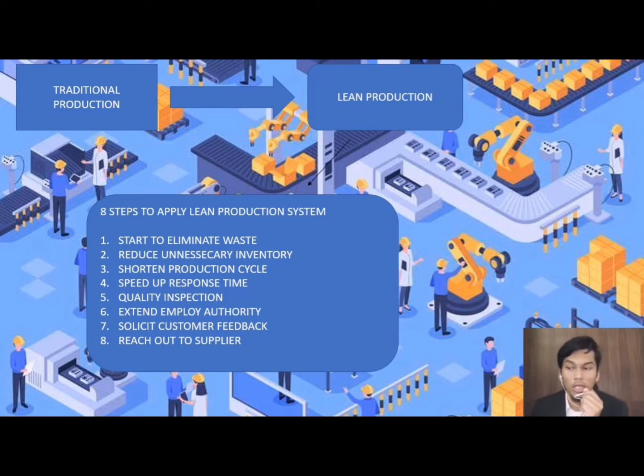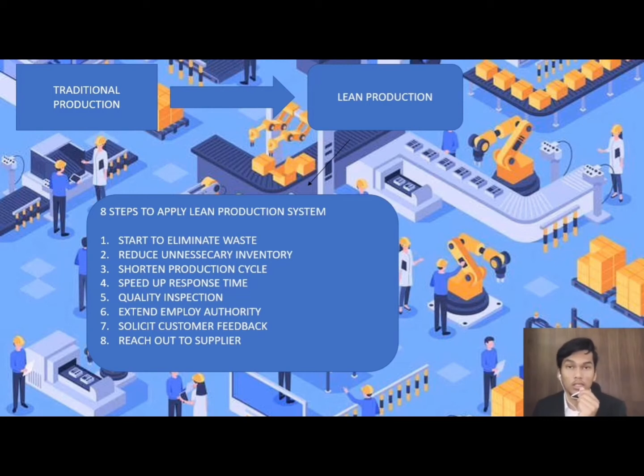The third one is to shorten the production cycle. What used to take days or weeks to complete can often be accomplished in hours. Utilize all technological capabilities in your arsenal. The fourth one is to speed up response time. Try to develop a system that can react swiftly so you can capitalize on market change.